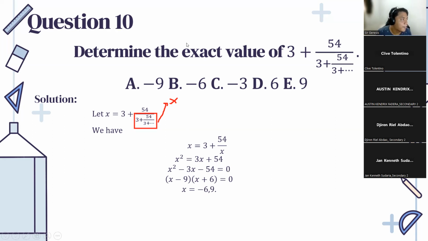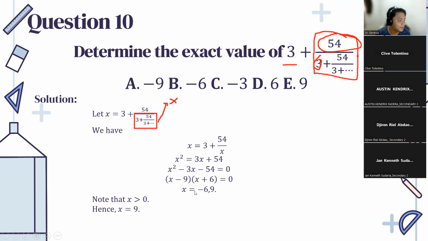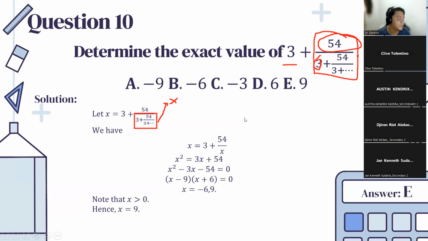Now take note, if you look at the whole expression, this one is a positive value, and this will also give you a positive value because all of the expressions here are positive. So that means that x is greater than 0. So since x is greater than 0, then of course x will be equal to 9, not negative 6. So negative 6 here is just not applicable for number 10. So the answer for number 10 is letter E. That is 9.